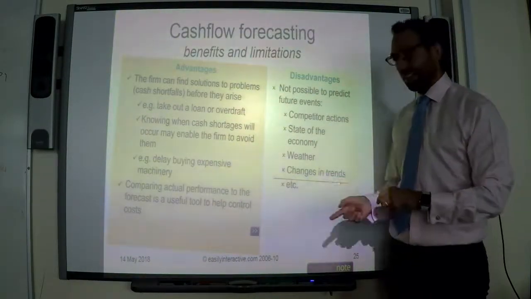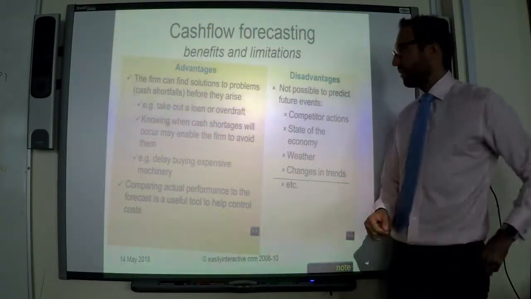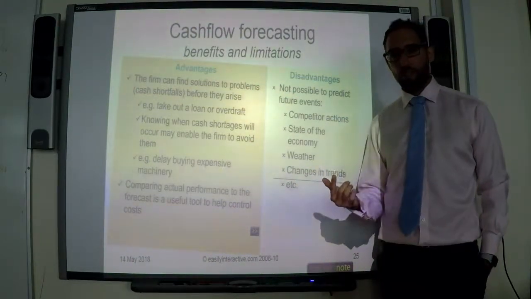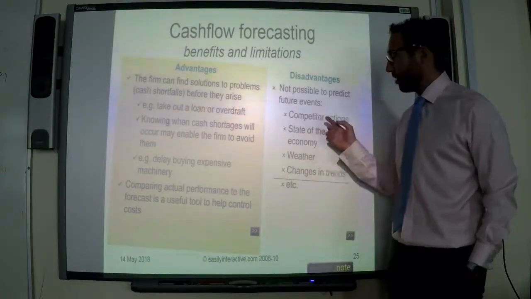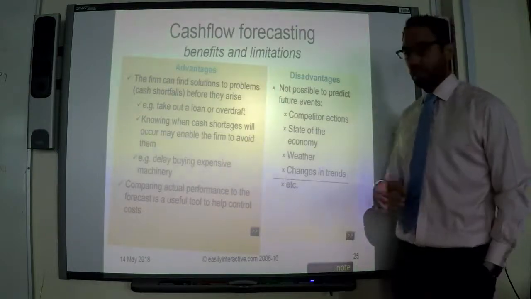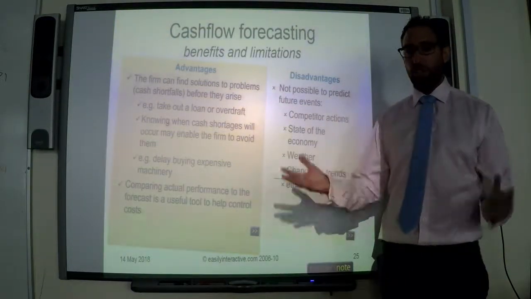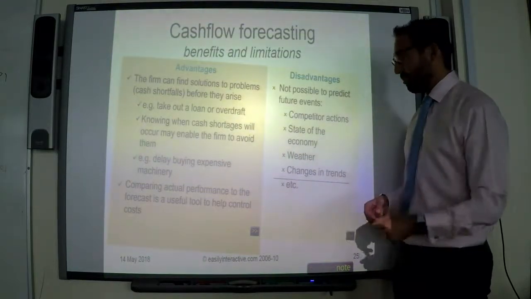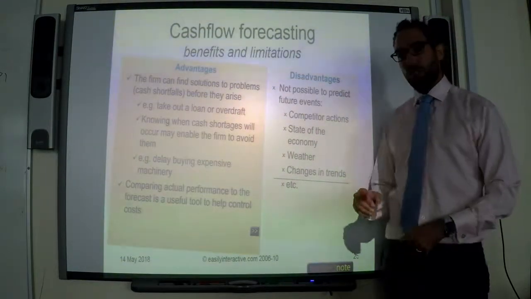So there are things that could happen that could cause our cash flow forecast to be completely wrong. Maybe a new competitor opens up next door. If a new competitor opens up next door, they'll steal customers and our inflows will go down. Maybe the economy goes into a recession. Maybe the country has a really bad state of the economy. We have a recession, less people are buying products. Again, that will cause our inflows to go down.